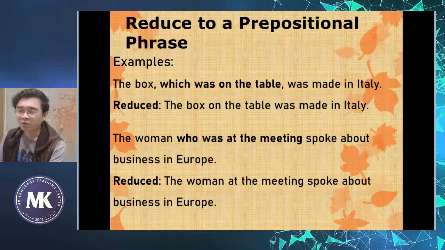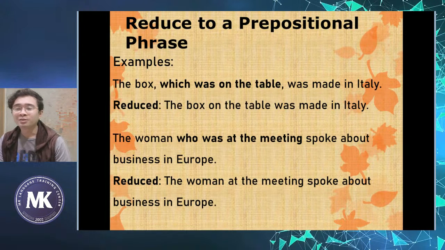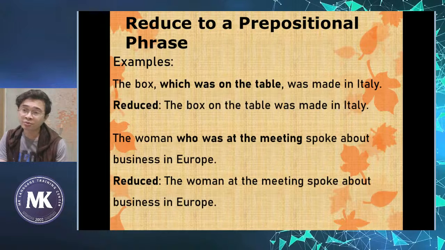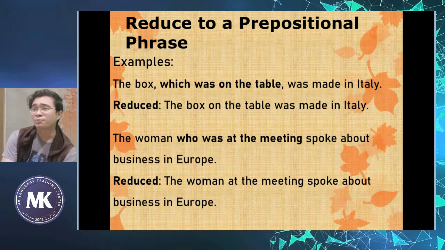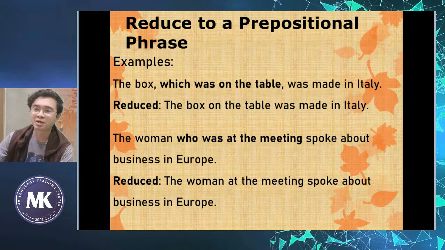And for the second example: the woman who was at the meeting spoke about business in Europe. Our relative pronoun here is "who," our be form is "was," and the complete clause is "who was at the meeting." Now we want to reduce this to a prepositional phrase. Remove "who," remove "was," and the reduced form is: the woman at the meeting spoke about business in Europe. So this is kind of easy, right?